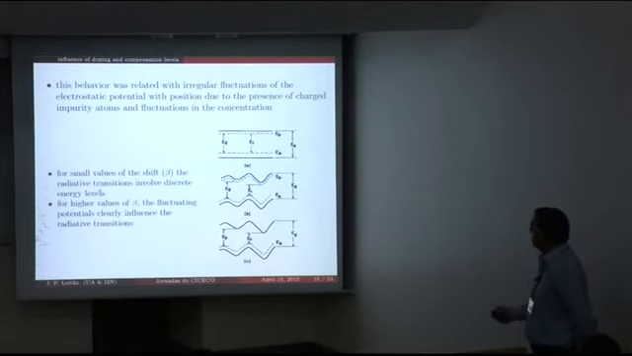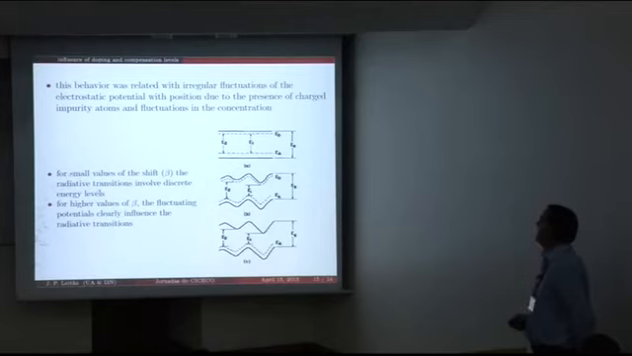So for small values of the shift, radiative transitions involve discrete energy levels, and for higher values of beta, the fluctuating potentials clearly influence the radiative transitions. This is the picture that was proposed at that time.